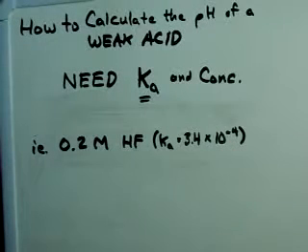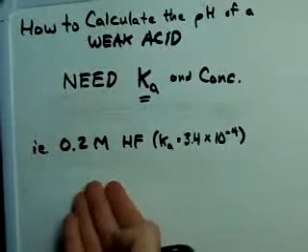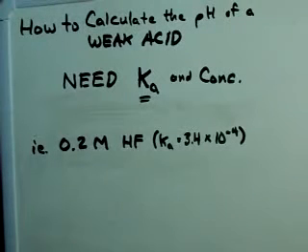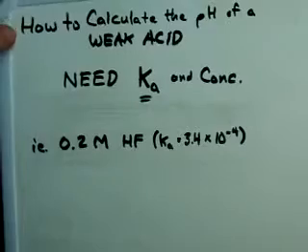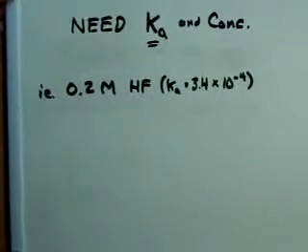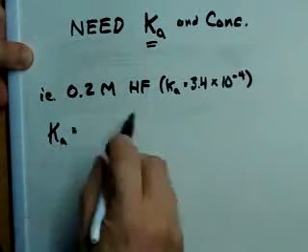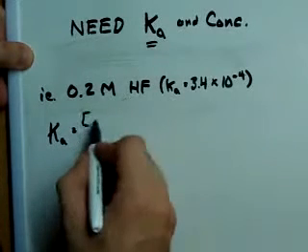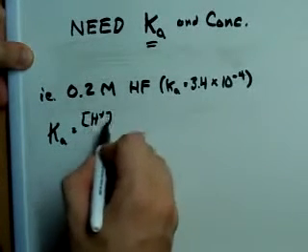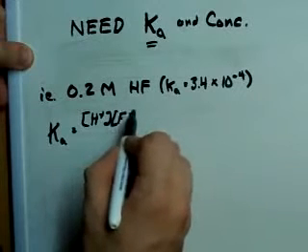But a typical question could ask you to calculate the pH of a 0.2 molar solution of hydrofluoric acid, and they will give you the Ka. Now, the first thing you have to do is set up this equation. For an acid that only gives you one H, Ka represents this value here, and I will do it for hydrofluoric acid.